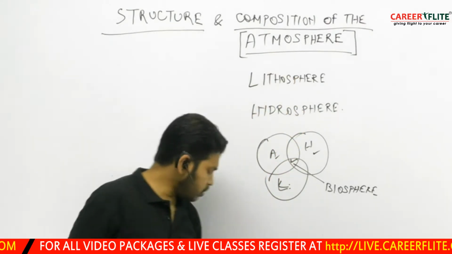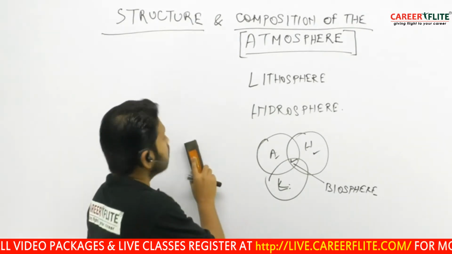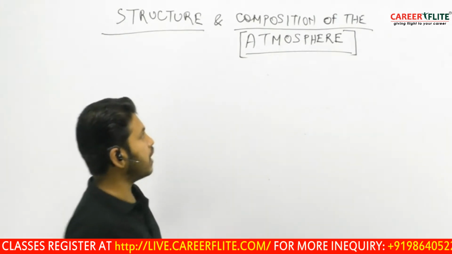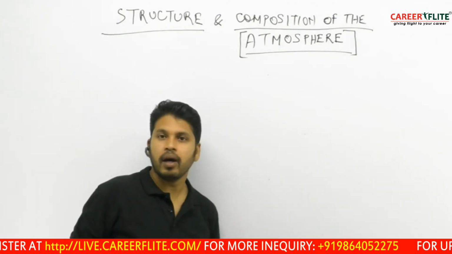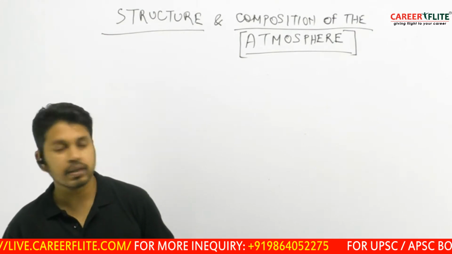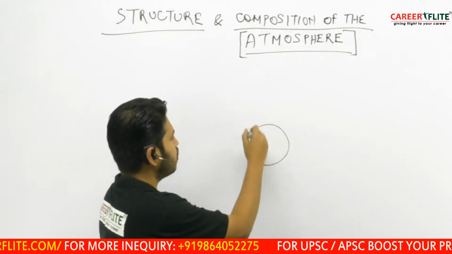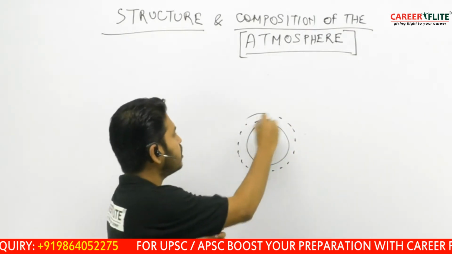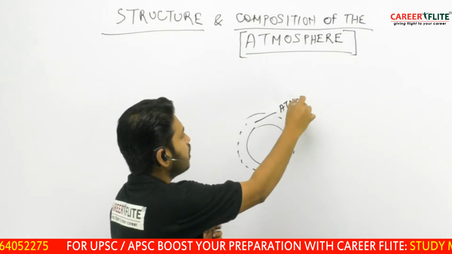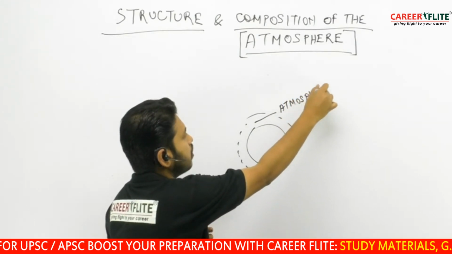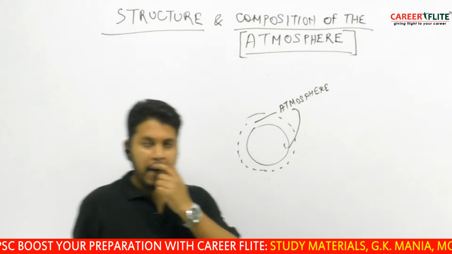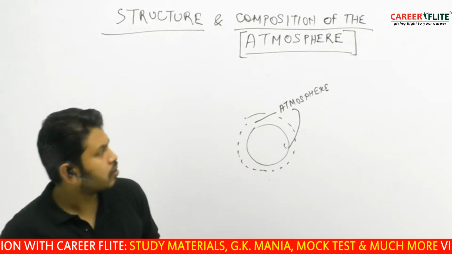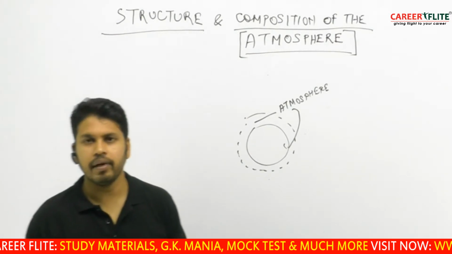Before starting with the structure and composition of the atmosphere, we have to know what the atmosphere actually is. Atmosphere is air, the air that is surrounding our Earth, the envelope of air surrounding our Earth. This is the Earth, and it is surrounded by an envelope of air. This portion is the atmosphere, which is actually a part of the Earth. Together, we call it Earth including atmosphere.